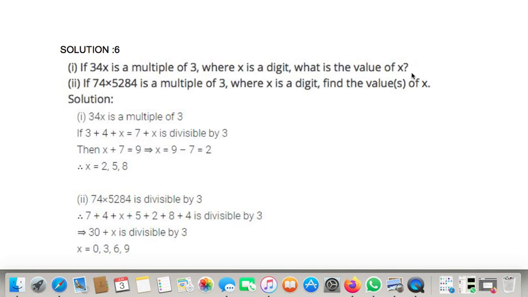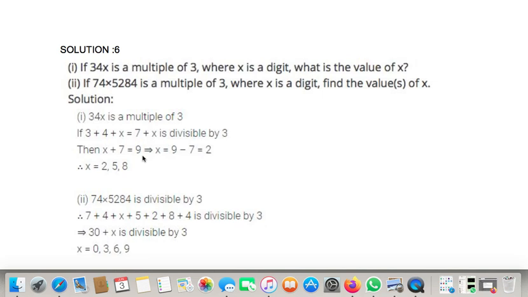What is the value of x? Beta, check the sum of 3 and 4. 3 plus 4 is 7. 7 plus x. What should I add to 7? What will you add to 7 so that this number becomes divisible by 3? So if I see, what is it? 7 plus something, 9 it can be, right? So then what all are the possibilities? Check it. What all are the possibilities?